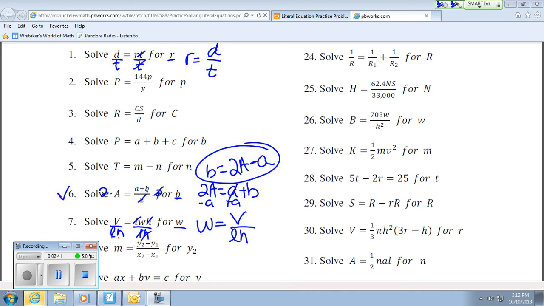So in every case, we're just isolating the variable that they're asking us to solve for, and that means everything else needs to go to the other side. And so we use inverse operations to move it away so we can isolate our variable. All right, let's do another problem. Let's do number 9.